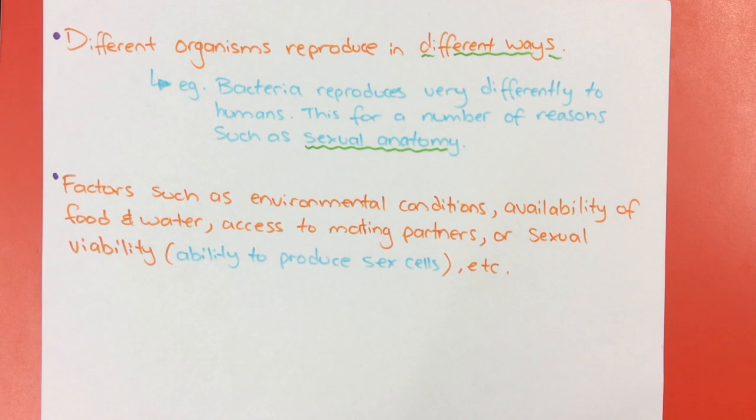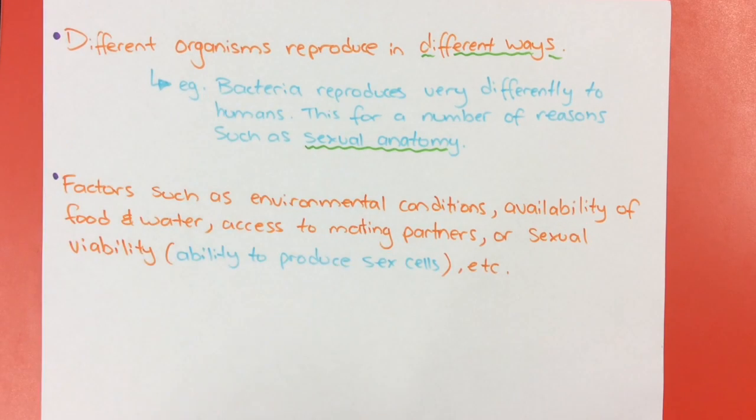Access to mating partners obviously contributes to the reproduction of a species. If there's a billion males of an animal and there's only one female, then it's going to be a real problem trying to find breeding partners. And in the sexual viability, there's some animals like the mule, which is actually sterile, which means that it can't actually produce any eggs, or it's just infertile. That's just the way that it's bred, because it's a cross between a donkey and a horse.